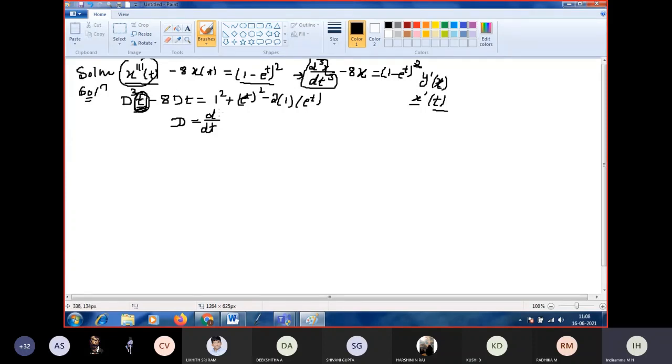Why? Because we have x triple dash. X triple dash means, as I told you, d cube x by dt cube. Correct? So y triple dash means d cube y by dx cube. Correct? You will write this as d cube y, or you will write this one d cube x. So it is x, not t. Did you clear now?